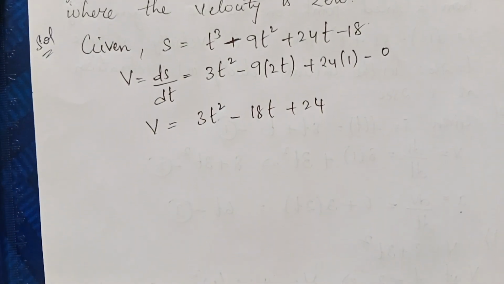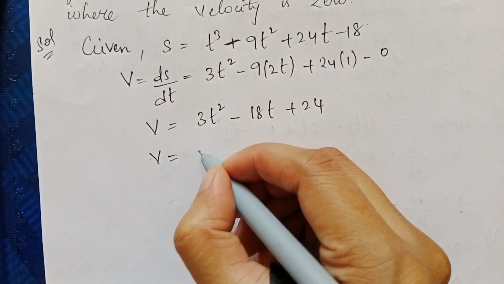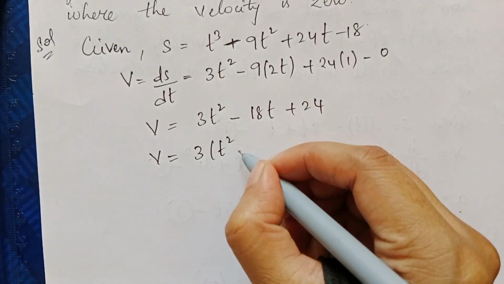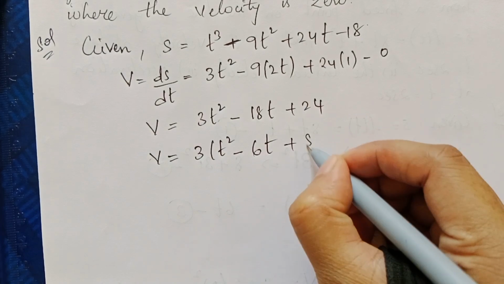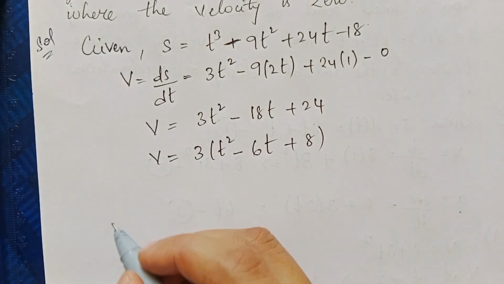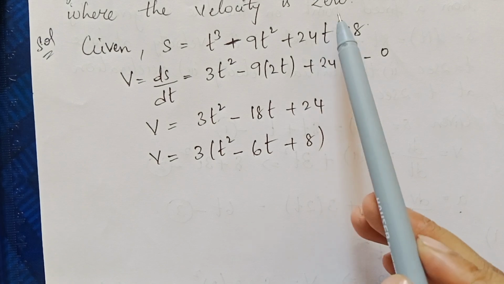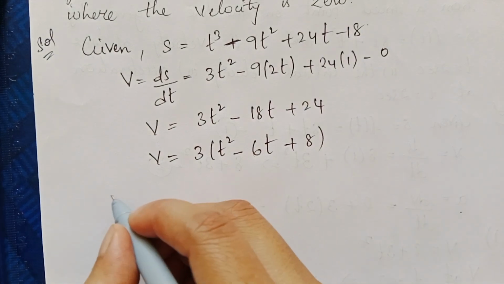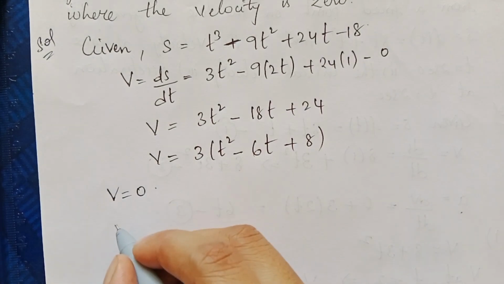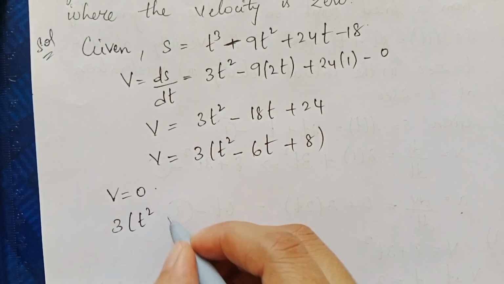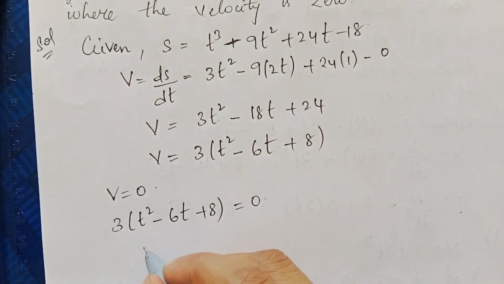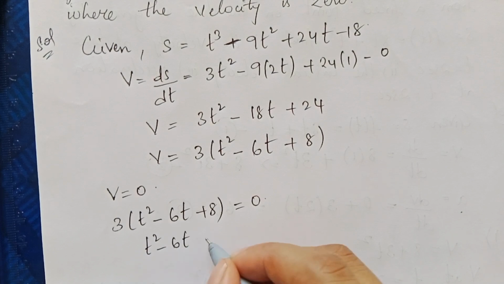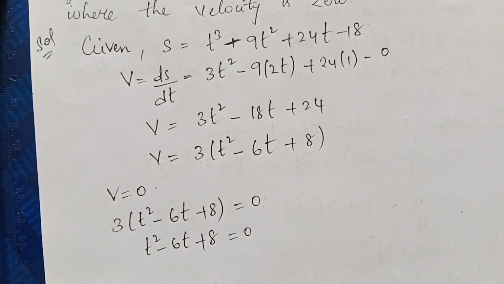Taking 3 common here, we'll get v equals 3 into t square minus 6t plus 8, since 3 into 6 is 18 and 3 into 8 is 24. Now we have to keep velocity as 0. So substitute v equals 0 in the equation. We'll get 3 into t square minus 6t plus 8 equals 0. So it is t square minus 6t plus 8 equals 0.